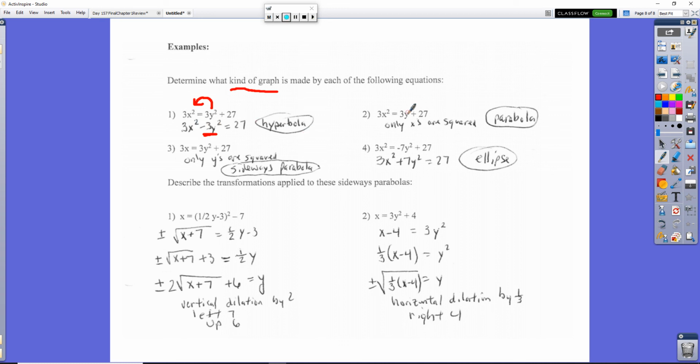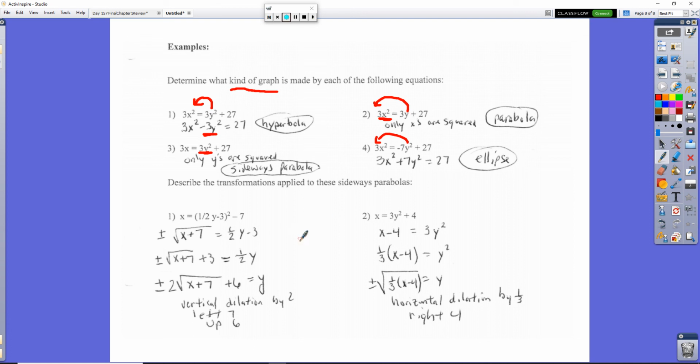If I were to bring this over to this side, I guess it wouldn't matter because this only has x squareds. The y's are not squared. That means it's a normal parabola. This one only has y squareds, and the x's are not squared, so that means this one's a sideways parabola. And this one, if you bring the y squareds over to the left-hand side, you're going to notice that they have the same sign but different numbers. That means it's an ellipse.